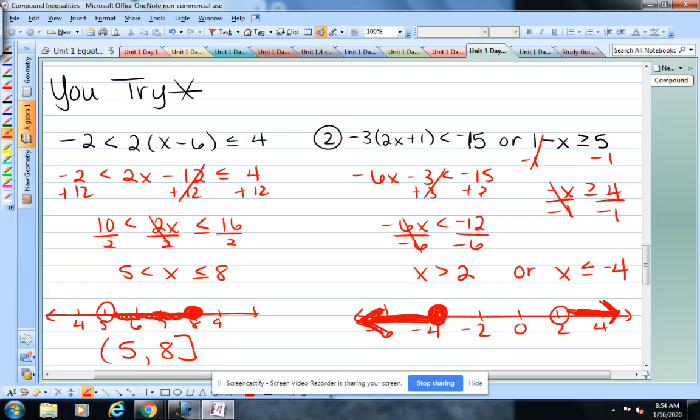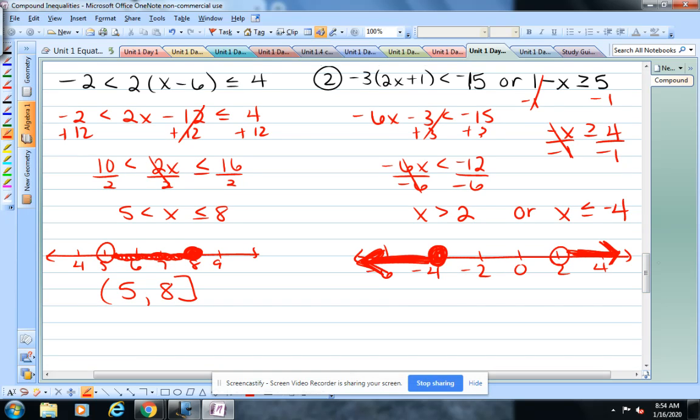All right. And then last thing we like is interval notation. So remember, interval notation for an or is you just do them separately and then do the union symbol, right? Okay. So left boundary on the first arrow.